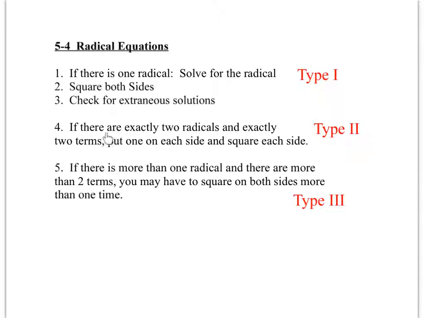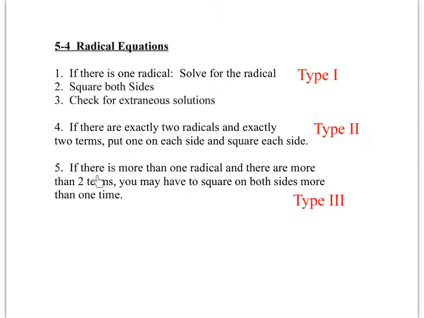If there are two radicals and nothing else, so there are exactly two terms and they're both radicals, put one radical on each side of the equal sign and square each side. That's Type 2. Put both radicals, one on each side of the equal sign, and square both sides if they were square root radicals. If they were cube root radicals, then we're going to raise each side to the third power, etc. When you've done that, then solve for x. And when you're done, check for extraneous solutions.